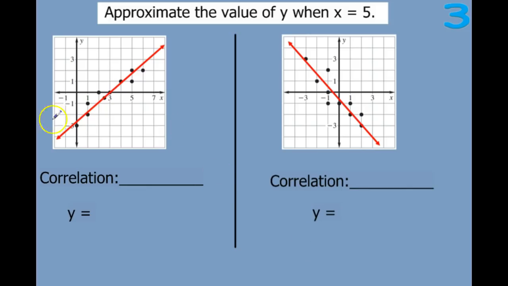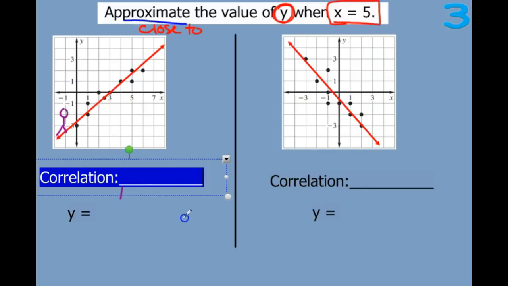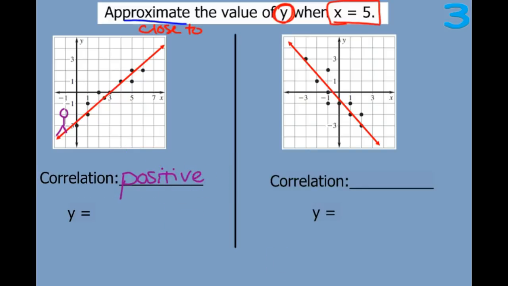Alright, now here's a line that's already drawn for us. It says approximate. Approximate again means getting close to the value of y. So figure out what is y when x equals 5. Well, first they ask us what's the correlation. I would be walking uphill, so this is a positive correlation. And now what's y when x is 5?